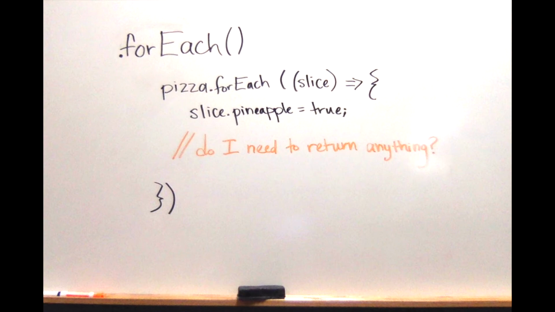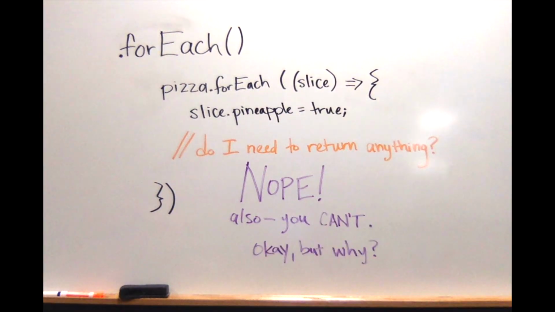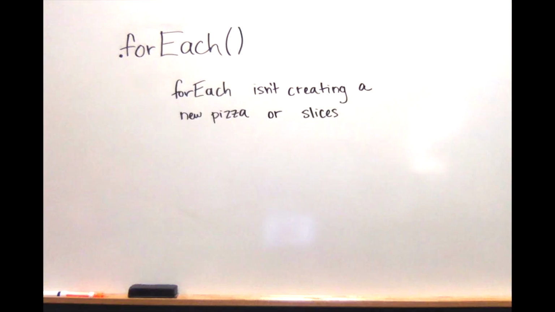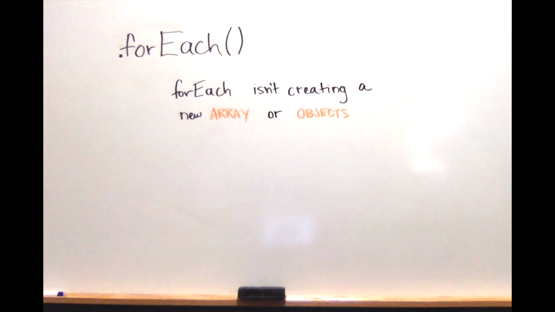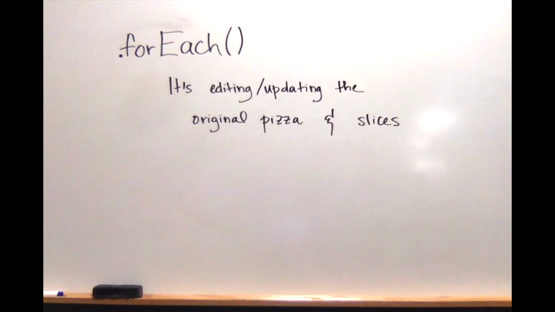When I was learning array prototypes, I couldn't keep track of which ones require a return and which ones don't. forEach does not require a return, and in fact, it just plain old won't return anything. Yeah, that's cool, but why? Here's what's going on. Unlike the prototypes that do require a return statement, forEach isn't creating copies of the original pizza or slices, and it isn't creating new ones altogether. It's updating the existing slices and, therefore, pizza.